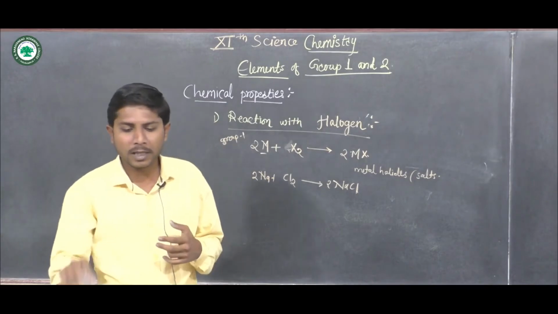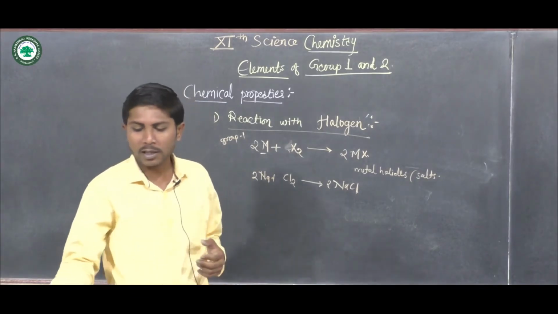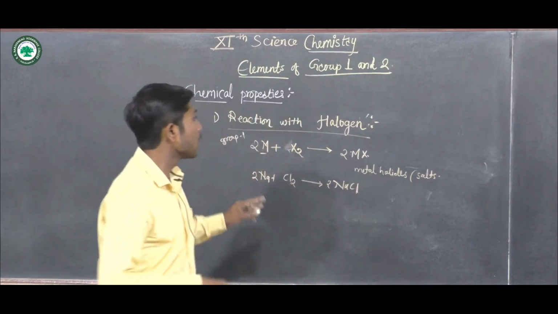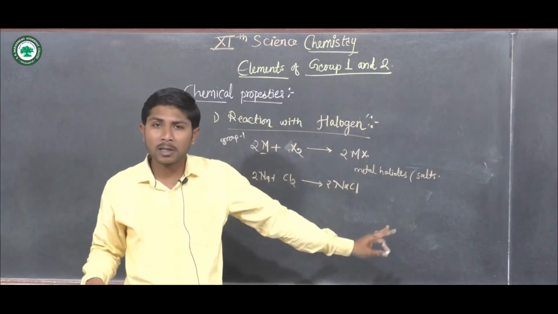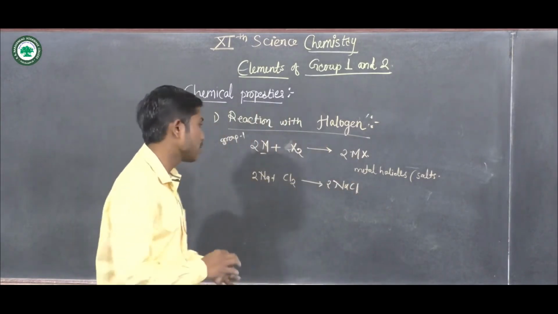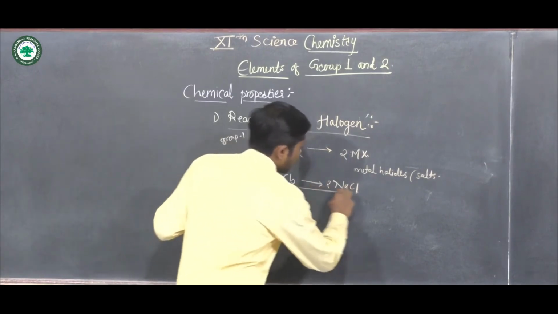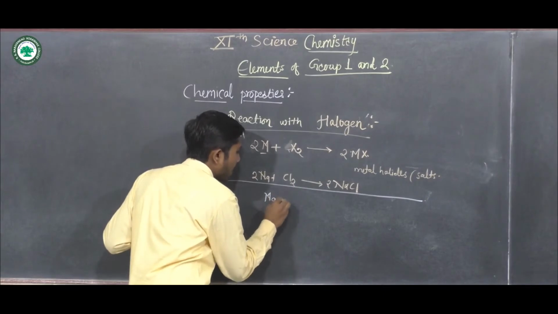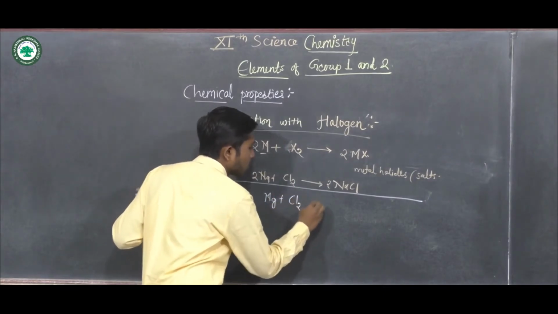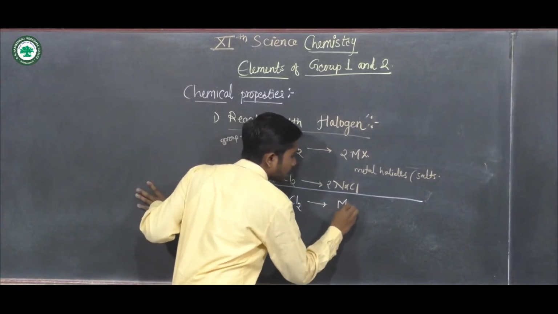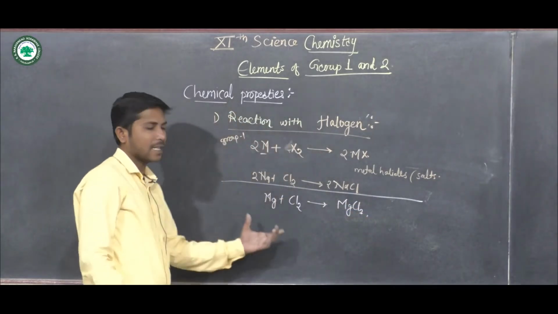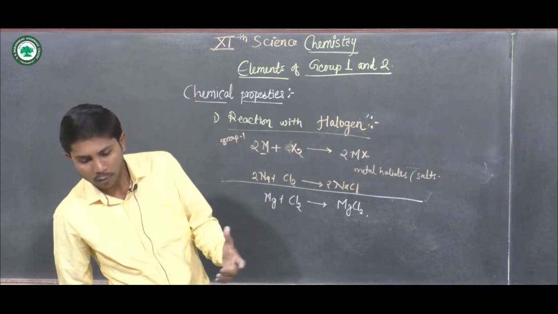In case of group second, we can note that when the elements of group second react with the halogens, they also form the corresponding metal halides, but there is a slight difference between group first and group second. That is the reaction of magnesium with Cl2. We can note magnesium chloride, as there the valency is completely fulfilled.